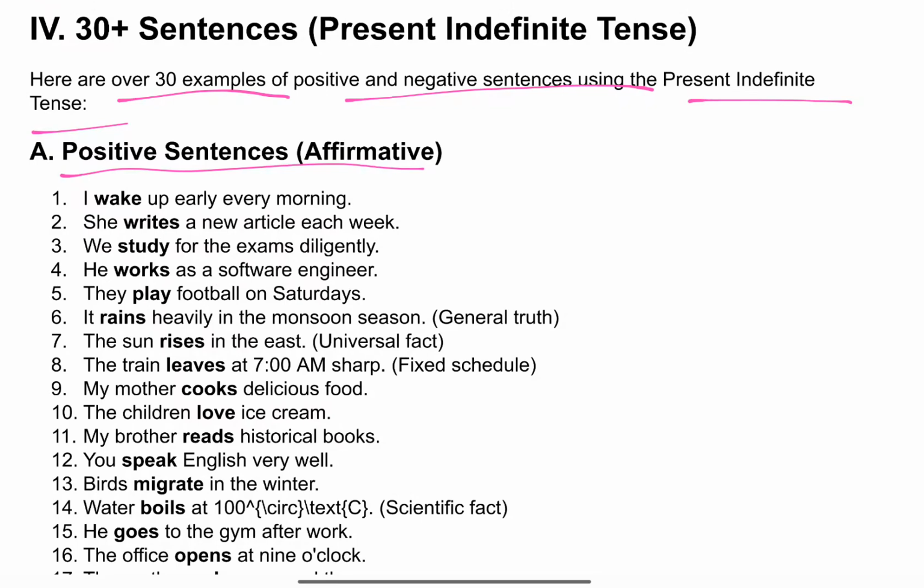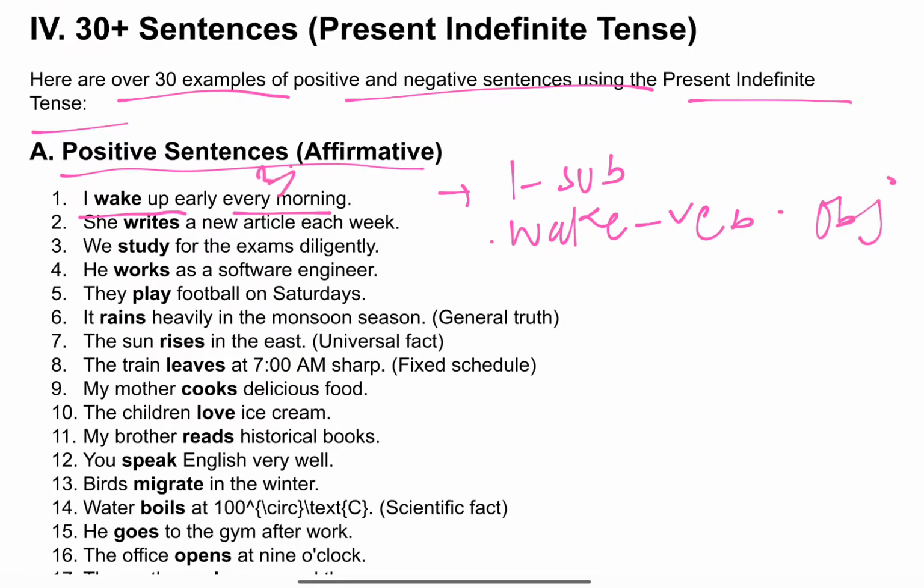Okay, so first is: I wake up early morning. I explain only one sentence, and the others I read because time is limited. I is the subject, wake is the verb, and early morning is the object. So there are three parts in any sentence. I think you understand very well.